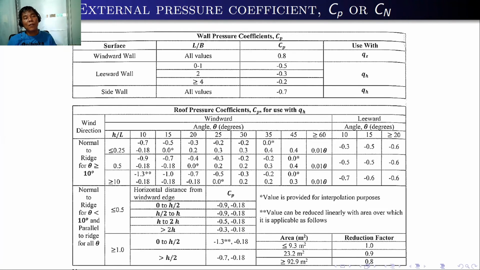So it depends on the surface. If it is windward wall, leeward wall, and the side wall, and depends on the ratio of L over B, you will get the value of CP. And also the roof pressure coefficients, because this is only for wall pressure coefficient. For the roof pressure coefficients, you can use this table. It depends on the slope of the roof, and then the mean roof height H over L and the corresponding angles. Okay.